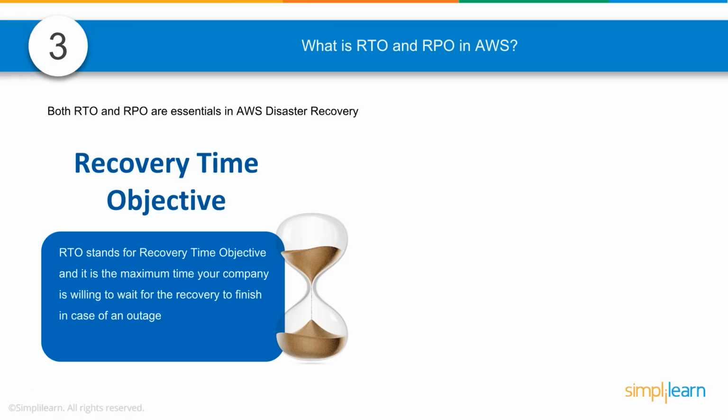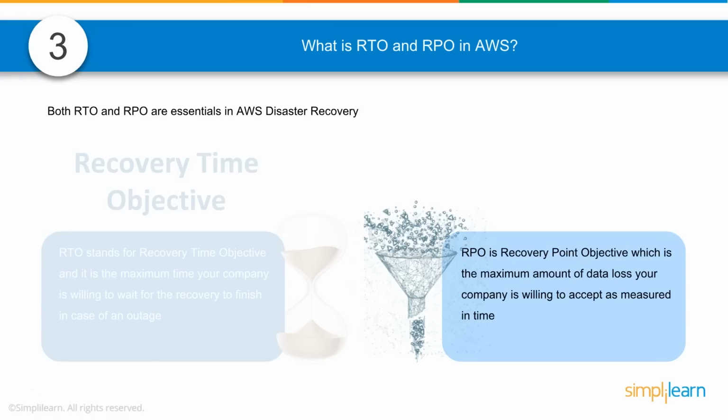RTO is recovery time objective. RTO stands for the maximum time the company is willing to wait for the recovery to finish when a disaster strikes. So RTO is in the future, right? How much time is it going to take to fix and bring everything to normal? So that's RTO. On the other hand, RPO is recovery point objective, which is the maximum amount of data loss your company is willing to accept, as measured in time.